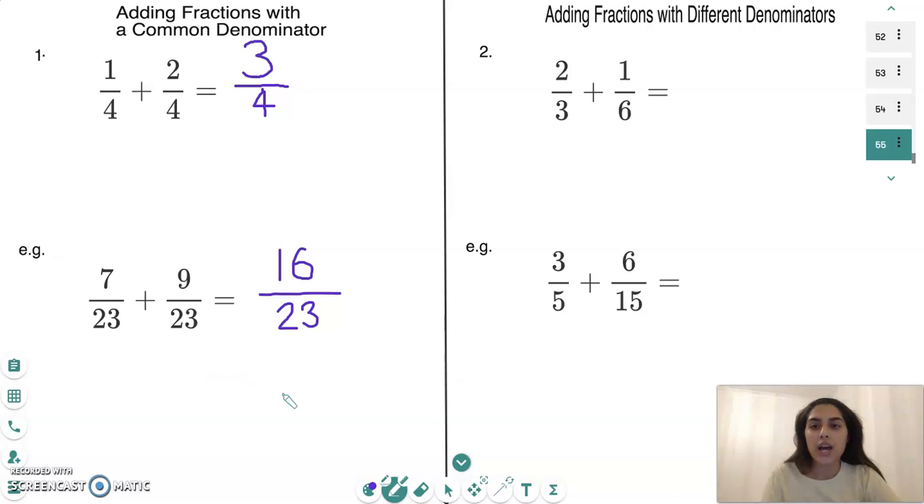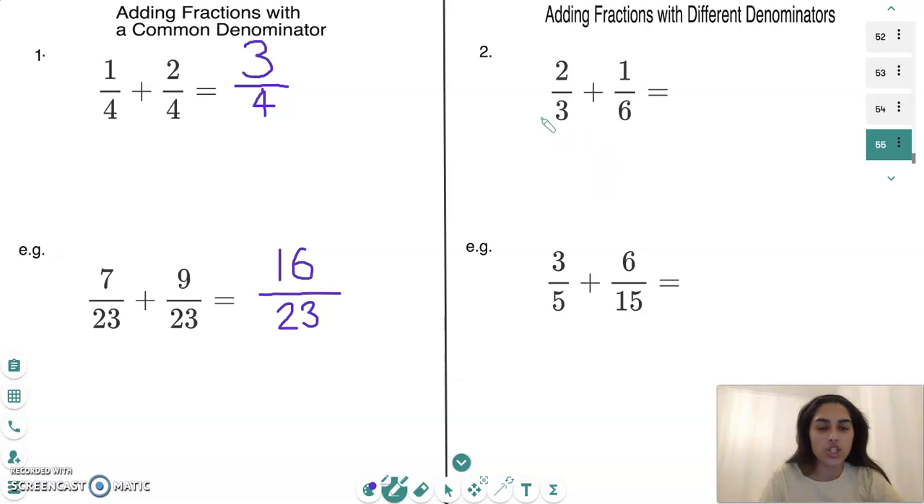So that's how you would add fractions with a common denominator. You 1, put the denominator at the bottom, and then you simply add the top numerators together to get your answer fraction. Now let's move on to the right hand side. This is slightly more tricky, but not that tricky. We can overcome it. So we're adding fractions with different denominators now.